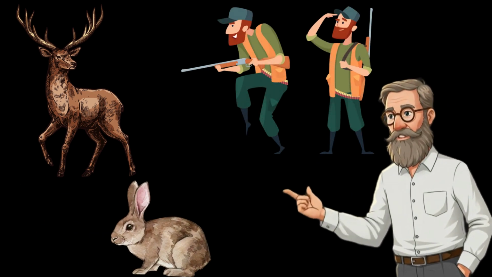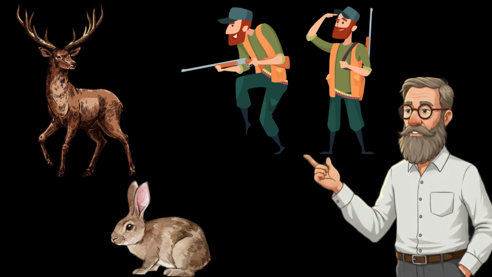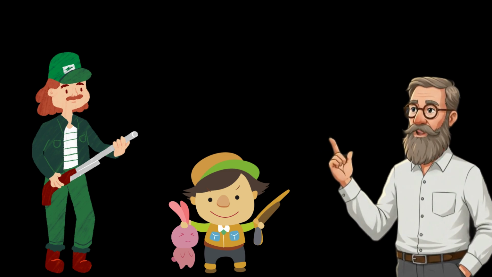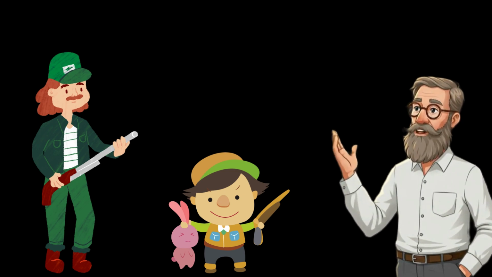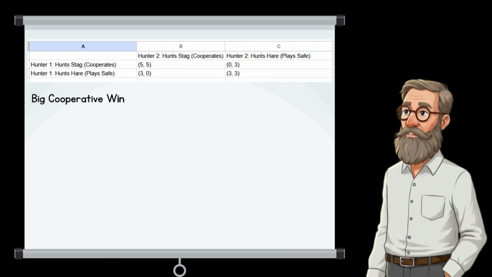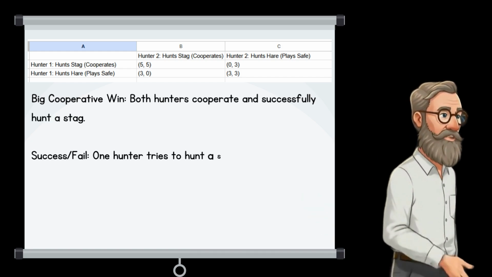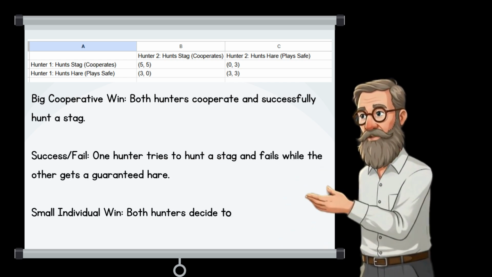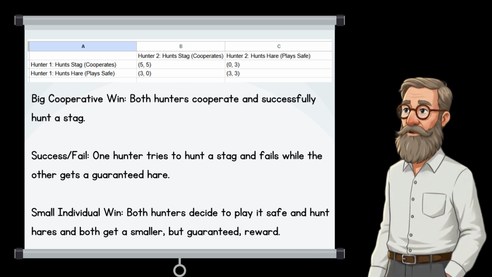Then there's the stag hunt scenario. Two hunters can cooperate to hunt a stag, a big shared reward, or individually hunt a hare, a smaller guaranteed reward. If one hunts the stag and the other the hare, the stag hunter gets nothing. This game isn't about betrayal, but assurance and trust. There are two Nash equilibria, both hunt stag, the best collective outcome, or both hunt hare, the safer individual bet. This demonstrates the challenge of coordination and building mutual confidence for a greater collective good.